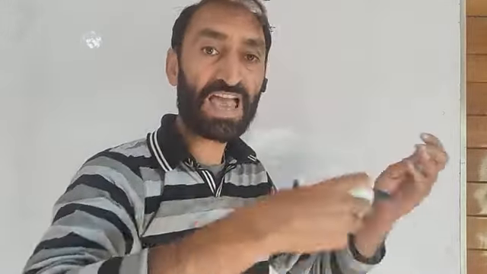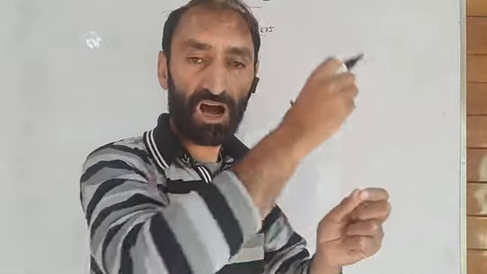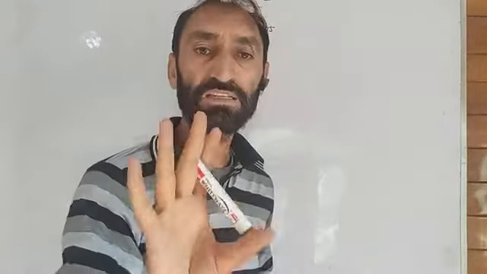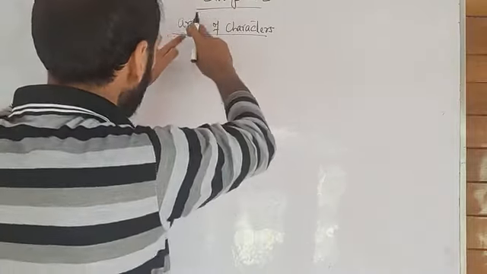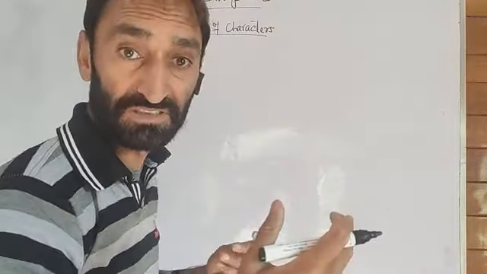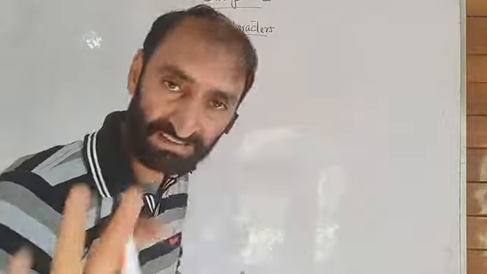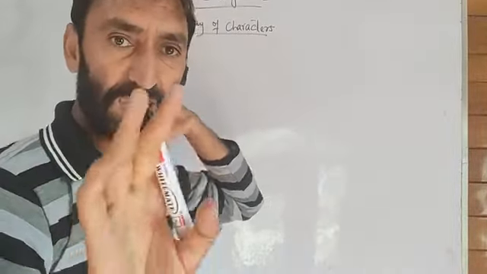Array is a group of elements of the same data type with a single name, that is one array. So strings are actually arrays of characters, but here the data type is character.